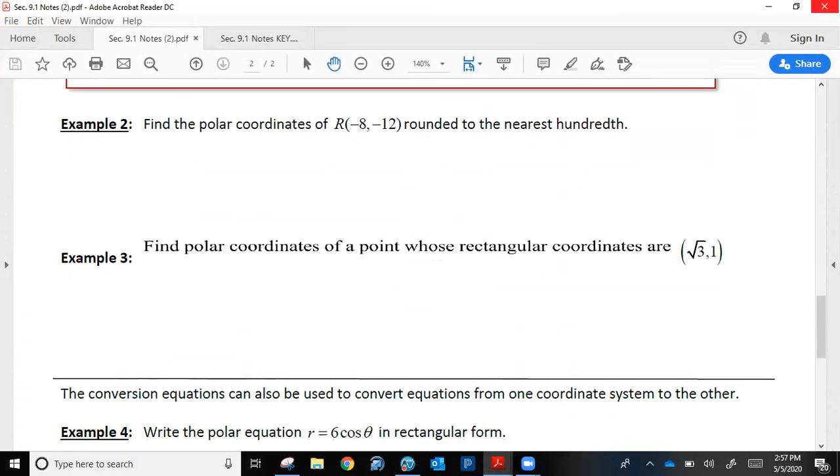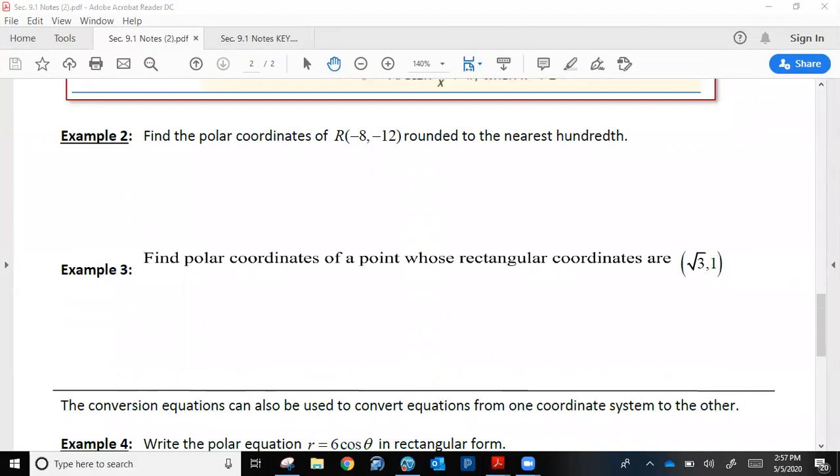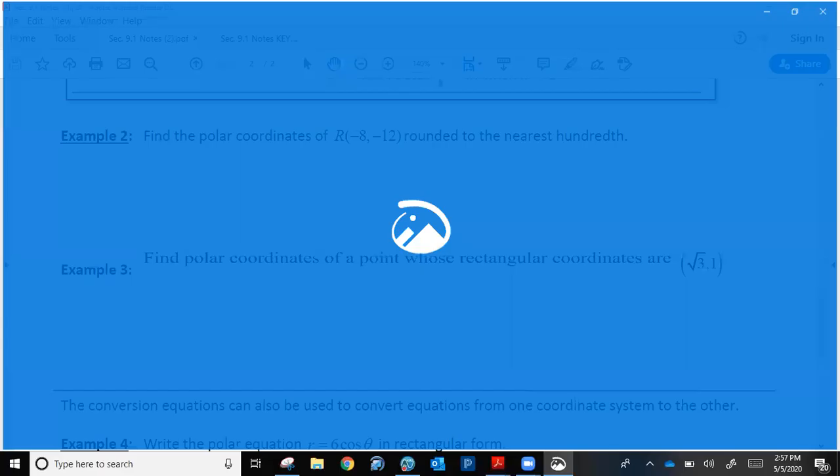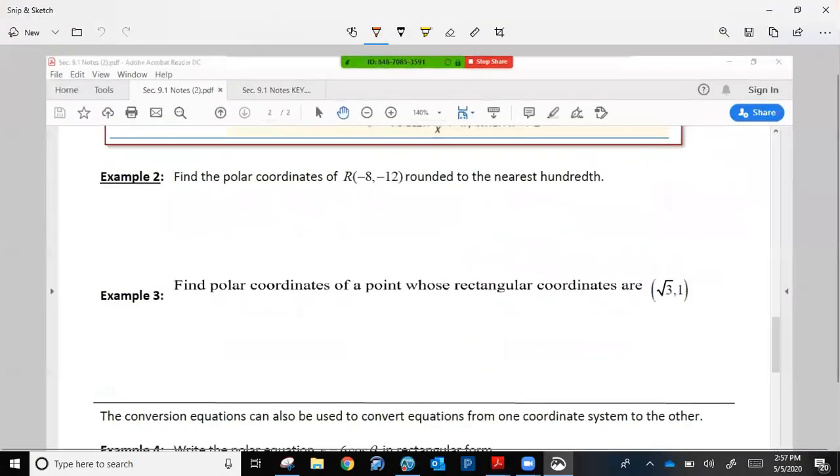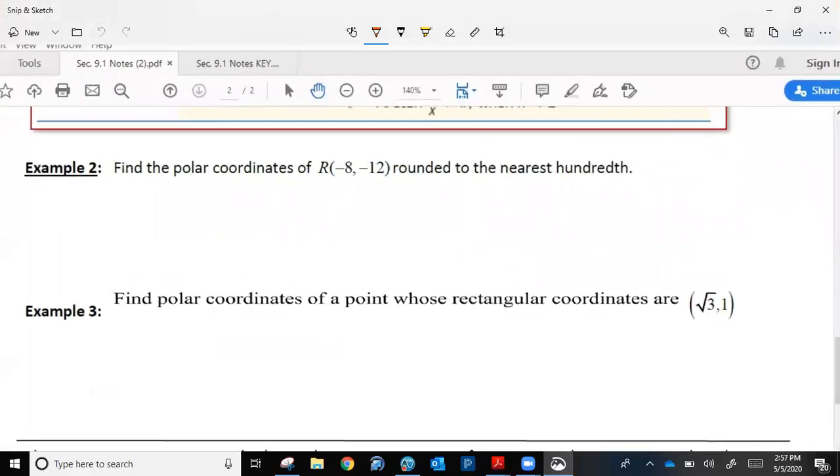All right. So now we want to find the polar coordinates of r, -8, -12, round to the nearest hundredth. In this one, they don't tell me the unit in which to do the angle. I'm just going to say, let's do this in degrees. It'll be clear on quizzes, tests, homework, etc. what type of unit we want our angle to be measured in.